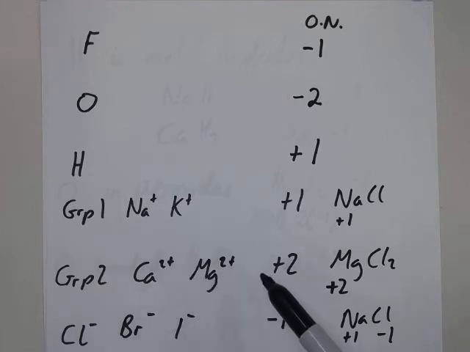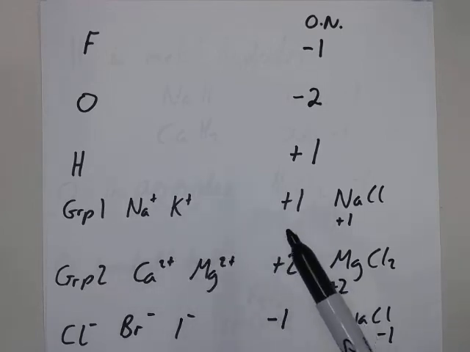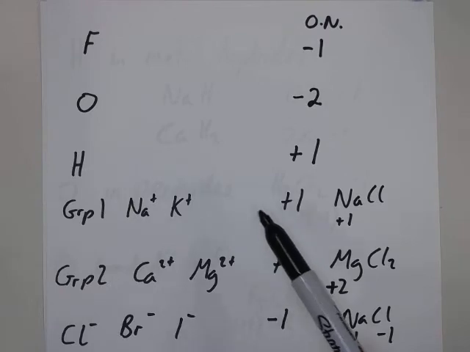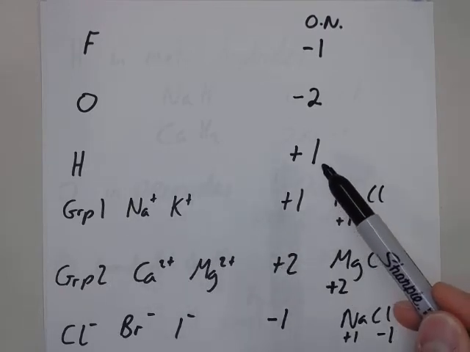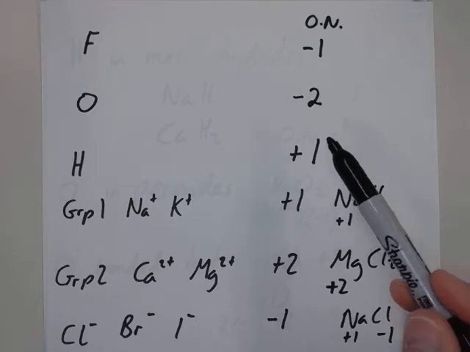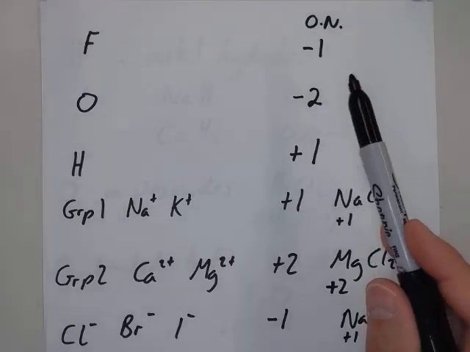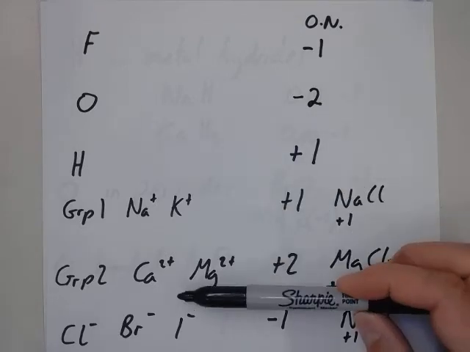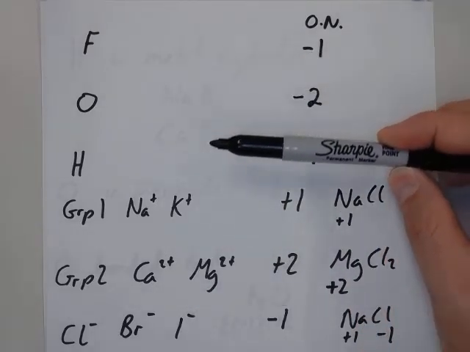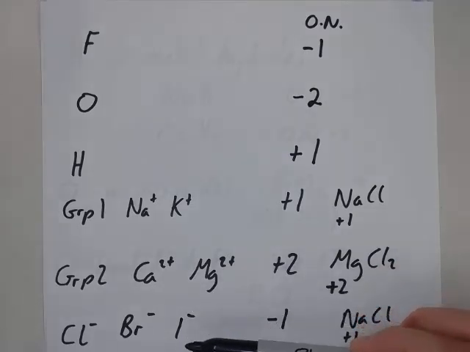But group 2 are always +2. Group 1 in a compound and group 2 in a compound. So group 1 in a compound always +1, group 2 in a compound always +2. One exception for hydrogen where it's not +1. Peroxides and bonding to fluorine, it's not -2, but otherwise always -2. So down here, these ones are pretty much always what we say they are. These ones can vary depending on what they're bonding to.